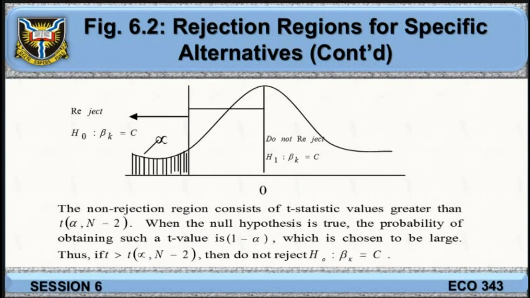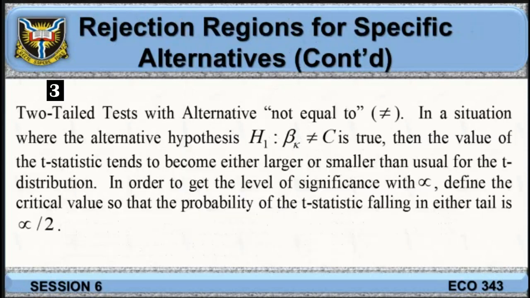The non-rejection region consists of t statistic values greater than t(alpha, N minus 2). When the null hypothesis is true, the probability of obtaining such a t value is 1 minus alpha, which is chosen to be large. Thus, if t is greater than t(alpha, N minus 2), then do not reject H0 such that beta x is equal to C.